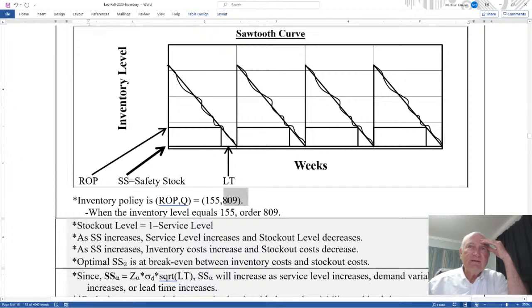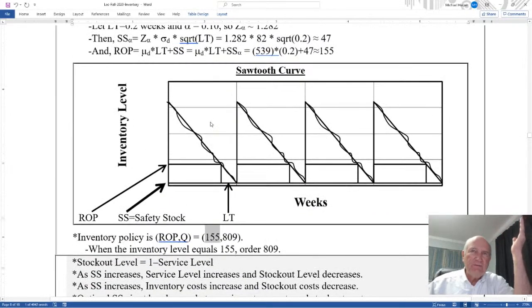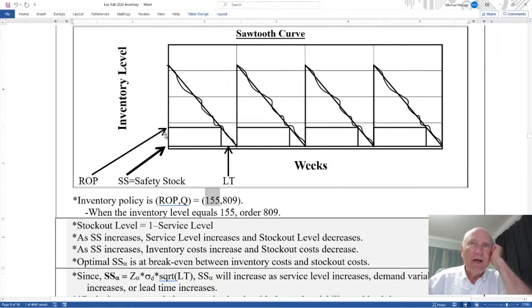Well, my inventory policy is 809. And actually my reorder point is 155. I calculate that up here. We'll do that later, actually tomorrow night. But here's the concept. So at 155, I order 809. Once I place that order, it's coming. That's a fixed order. That's a constant. It's coming. But at ROP, that point right there is 155.